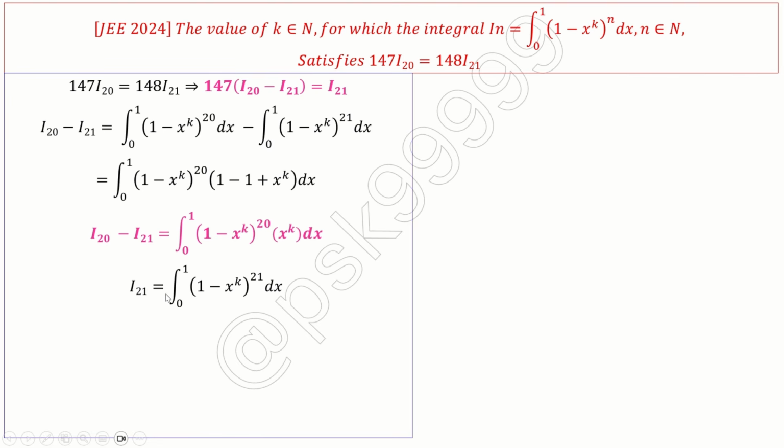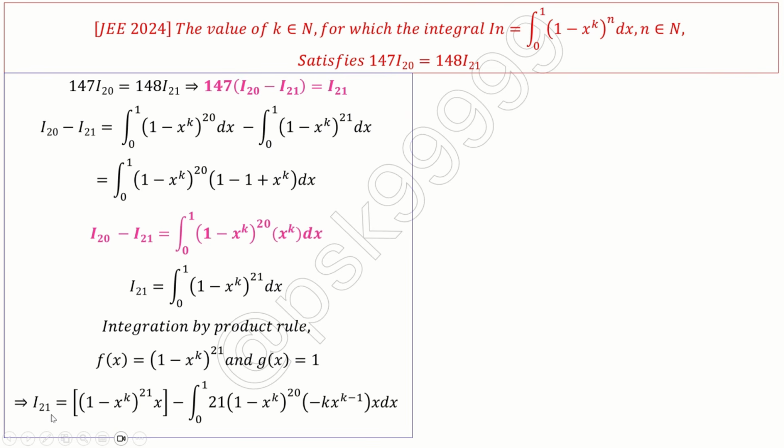So how do you do that? I21 is nothing but integration from 0 to 1 of (1 minus x^k) to the power of 21 dx. Integration by product rule. Take this as f of x and 1 as g of x. So I21 is (1 minus x^k) to the power of 21 into x, integration of g of x, minus integration from 0 to 1 of the differentiation of this one, 21 times (1 minus x^k) to the power of 20 into minus k x to the power of k minus 1, into integration of g of x, which is x.